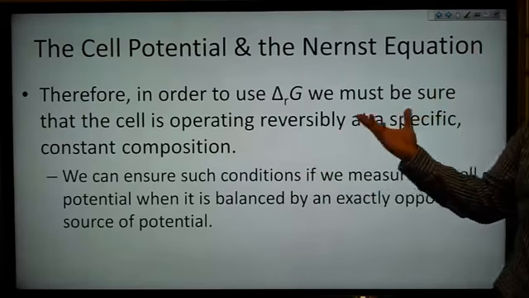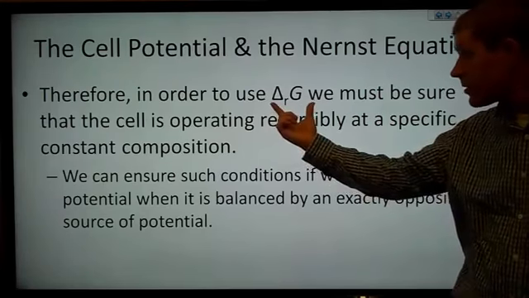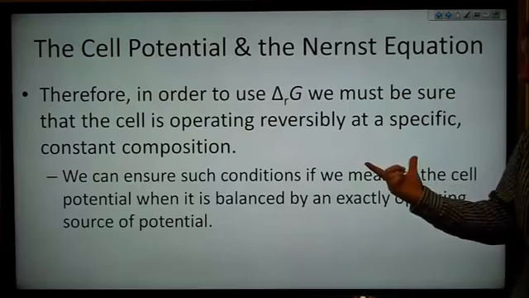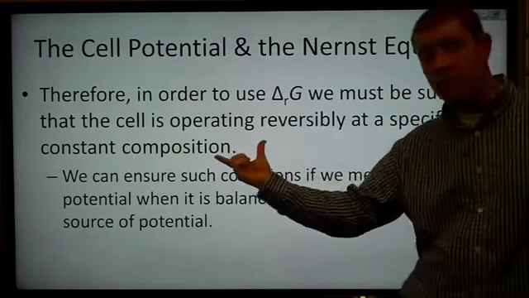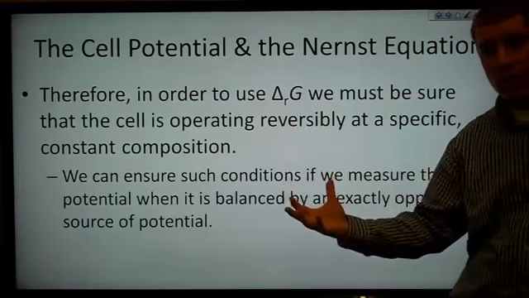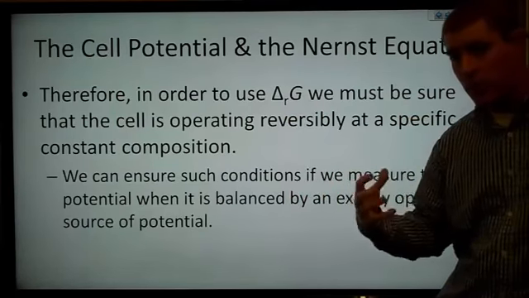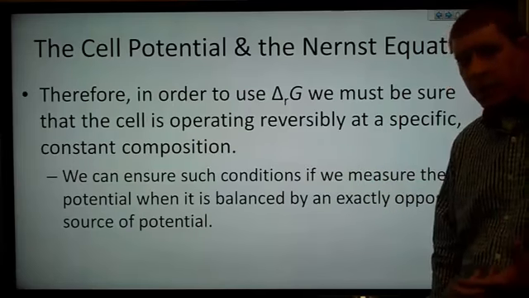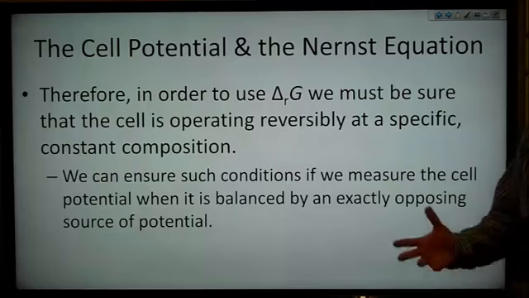So, in order to use our Gibbs energy of reaction, delta RG, we have to be sure that our cell is operating reversibly at a specific constant composition. Because remember, as we change the composition, our delta RG is going to change, because now we're changing the Gibbs energy involved in the mixing, changing the entropy involved here.